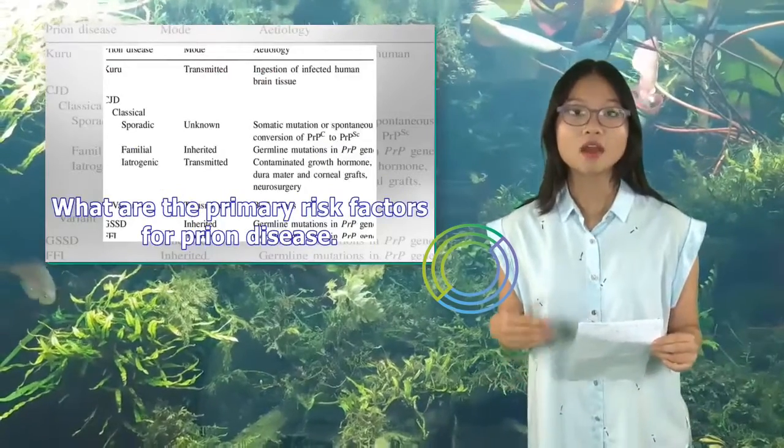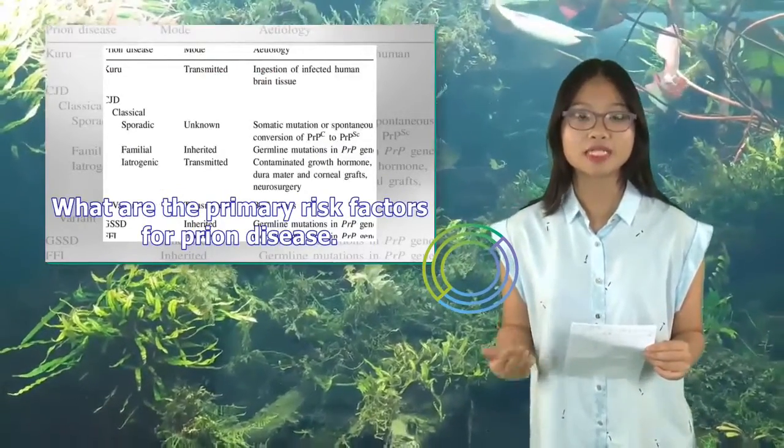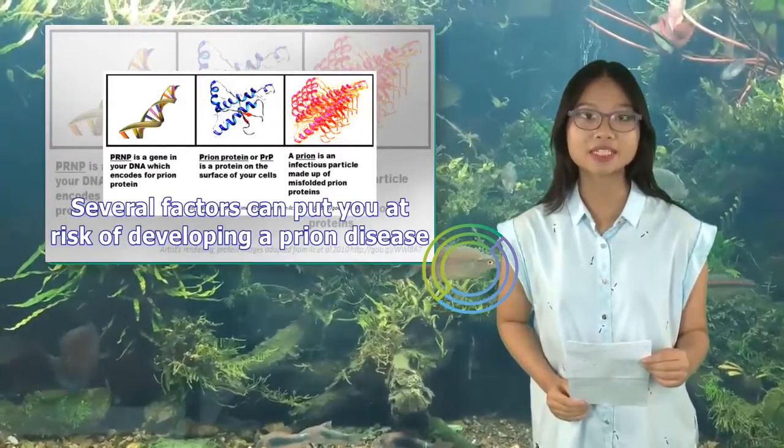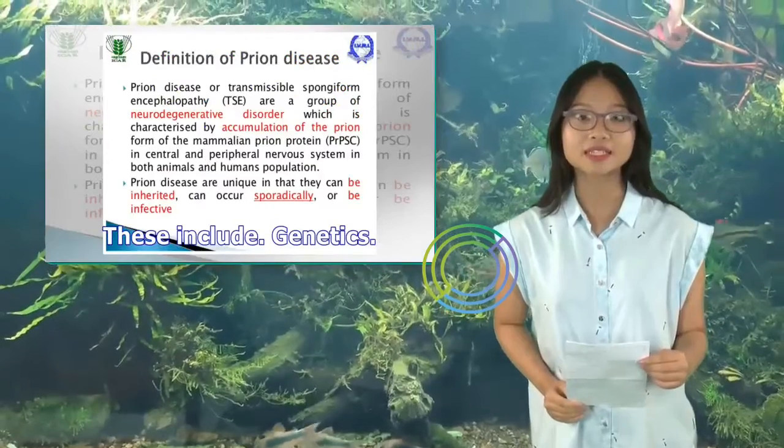What are the primary risk factors for prion disease? Several factors can put you at risk of developing a prion disease. These include genetics.